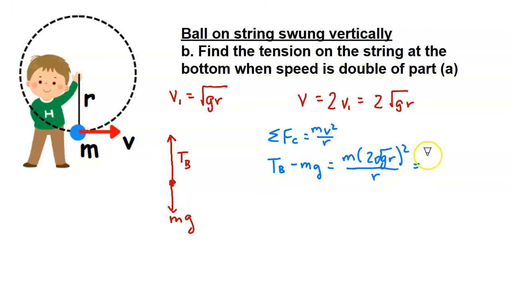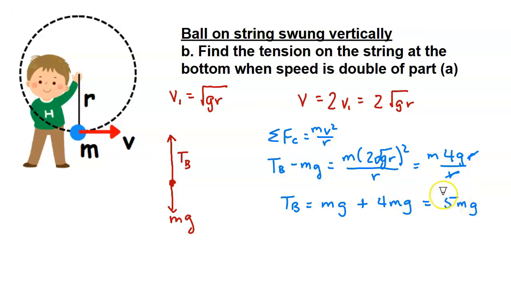Okay, so let's square that. So we have m, it's going to become 4gr over r. And you'll notice that one of the r's will cancel out. And then we want to isolate TB. We get TB is equal to mg plus 4 mg. And so we get a total of 5 mg.